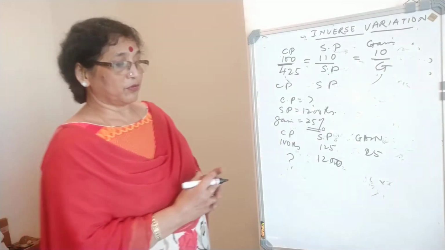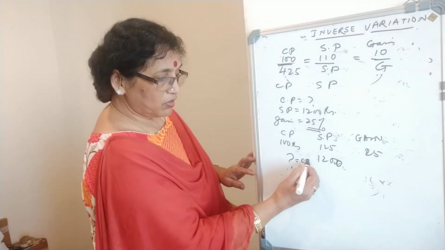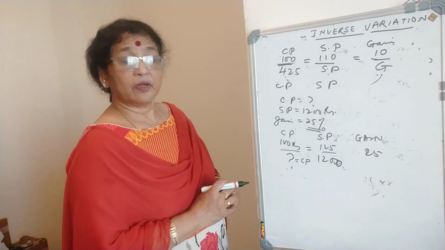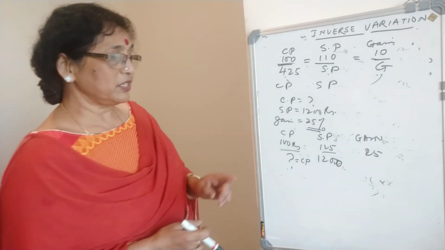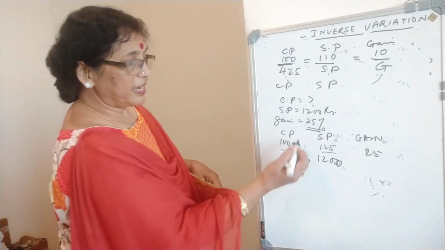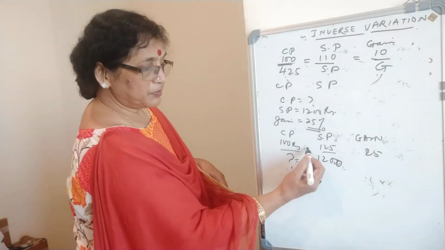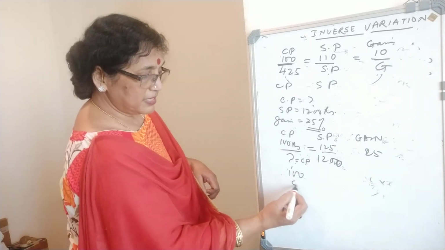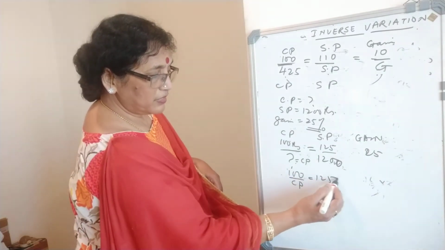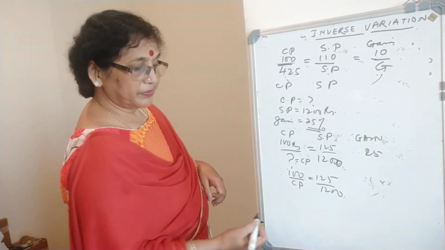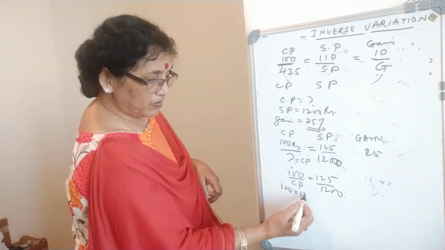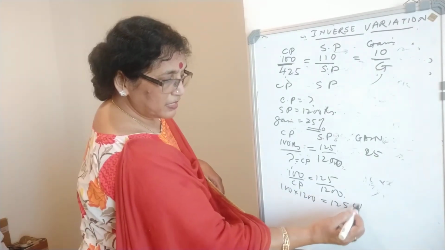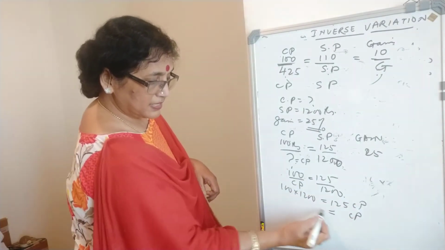Okay, so you can write the unknown as CP. The method I said is direct variation, so you can straight away write 100 over this, by this. Just put an equal sign and divide. That means 100 by CP equals 125 by 1200. So 100 into 1200, cross multiply, divide by 125, CP. I have to find the cost price.